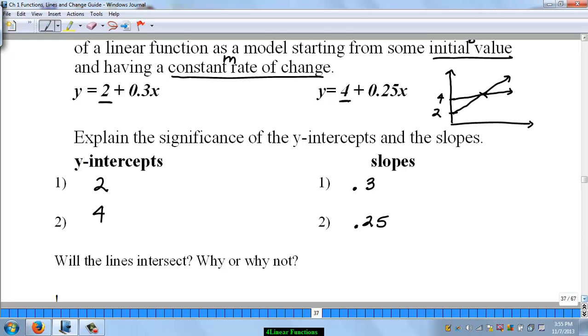So down here it says, will the lines intersect? They say yes, they will, eventually. And the reason why they will is because their slopes are different. If they were the same, then they would be parallel, and they'd never cross. But because your slopes are different, they're going to eventually cross.